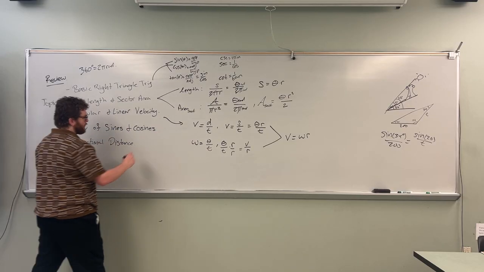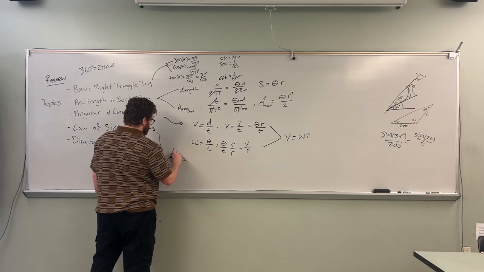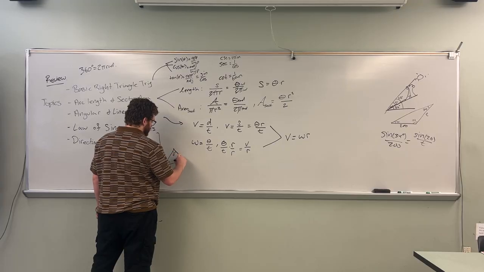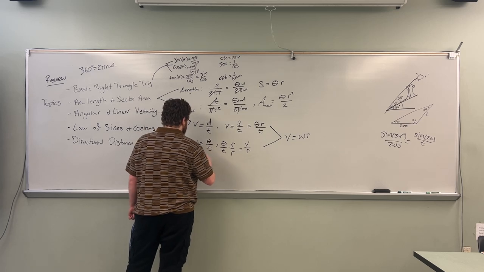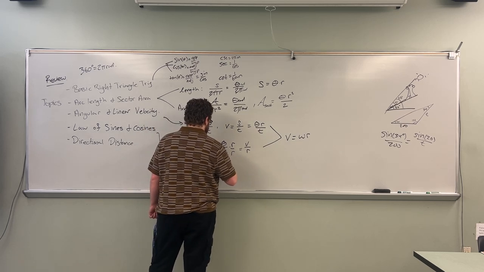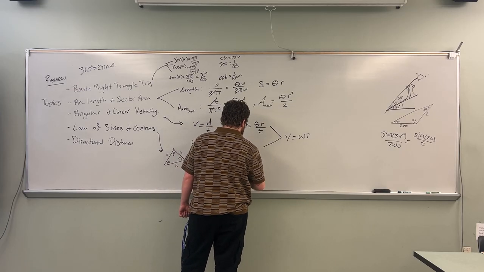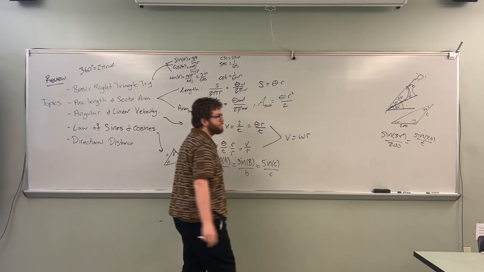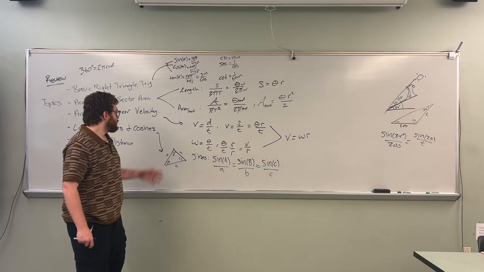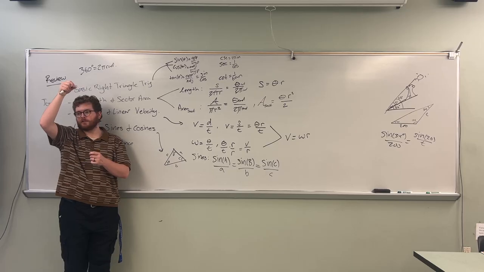Law of sines and law of cosines. So remember that this is for a triangle drawn in a particular way, or labeled in a particular way. Angles A, B, C, side lengths A, B, C. Law of sines says that sine A over side A equals sine B over side B equals sine C over side C. So this is the construction we use if we have a pair of angle with opposite side and some other piece of information.